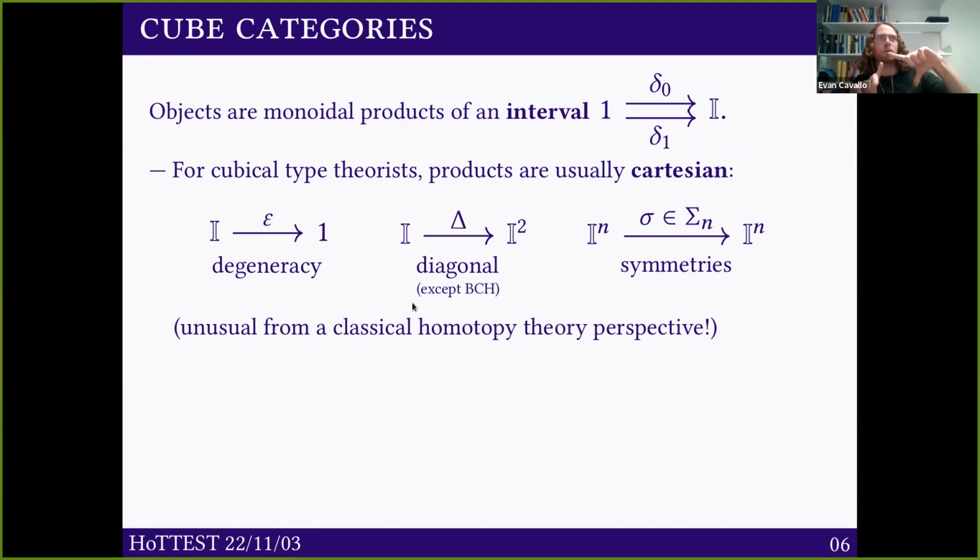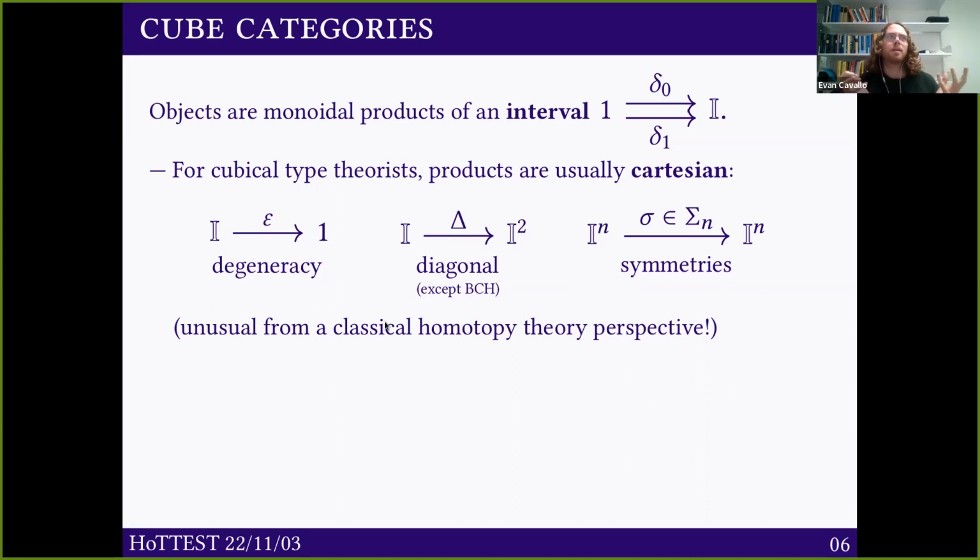Inside of the square, there's a diagonal. That's a bit more unusual. And we have symmetries, so we can rotate a cube by permuting its axes. Some of these are quite unusual from the perspective of classical homotopy theory. The symmetries are a little weird, but it's really the diagonal that's strange here.